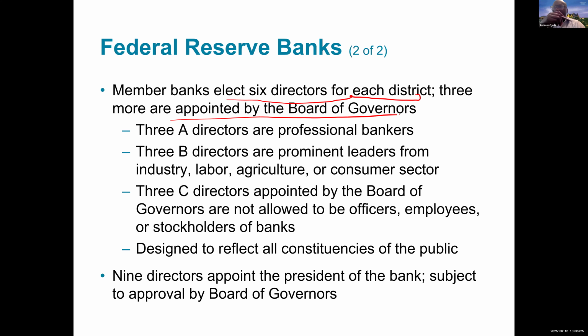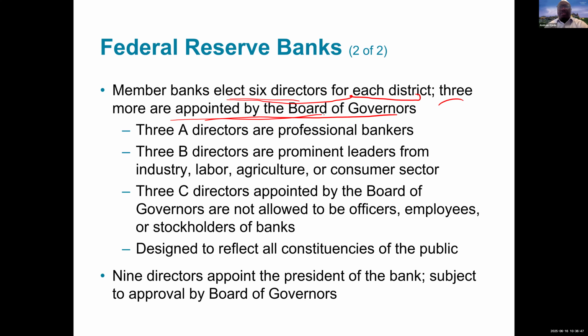Like there's a president of the Dallas Fed. As I told you, the member banks elect 6. So 6 directors are going to be elected within the Dallas Fed, for example. And then 3 more are going to be appointed by the Board of Governors in Washington, D.C. The Board of Governors will appoint three directors for each of the 12 district branches.